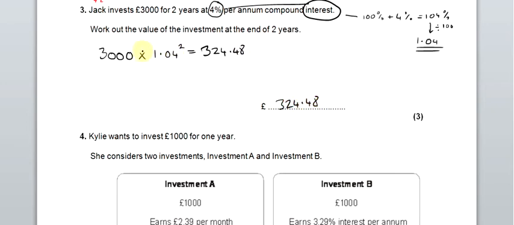And be very careful that you do this correctly when you see compound interest, because it's very easy to make the classic mistake and treat it as simple interest.